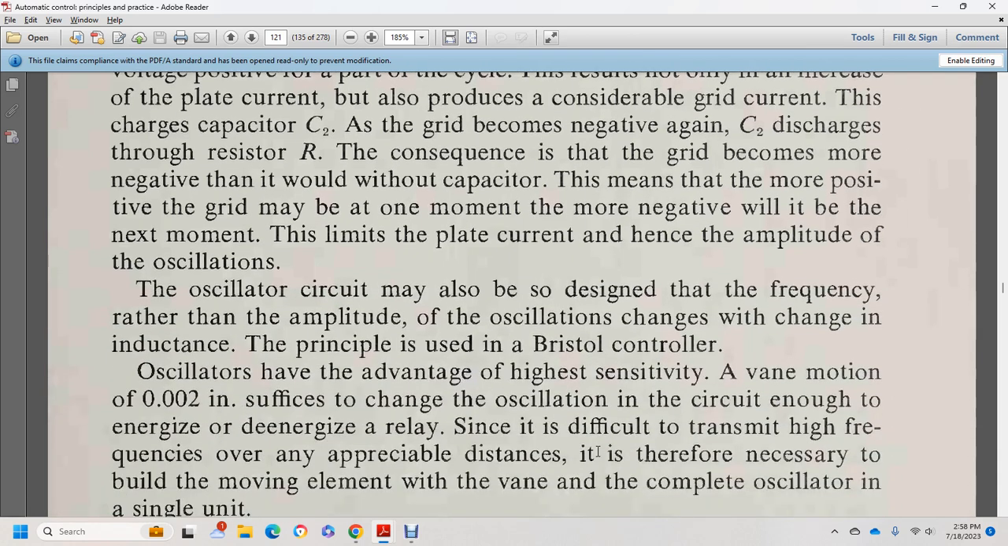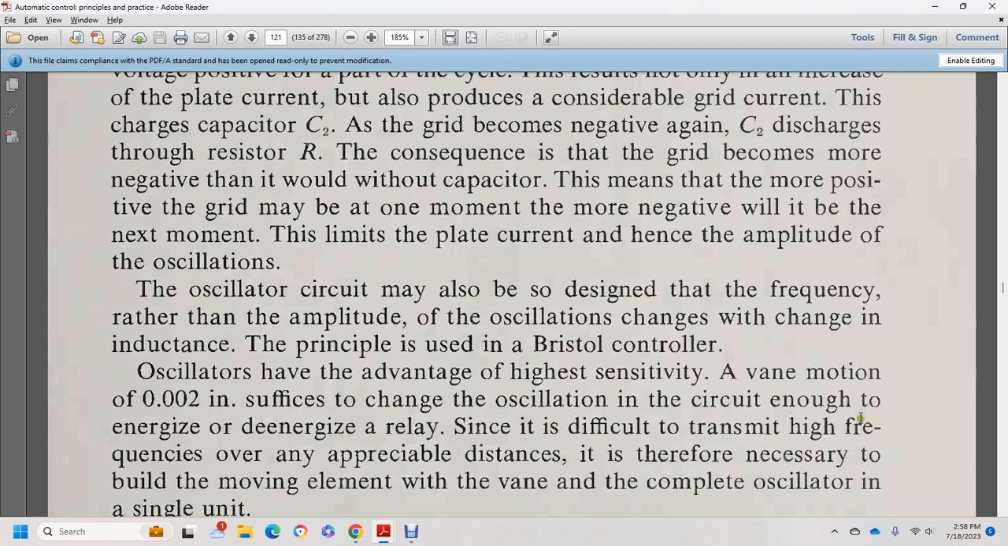Oscillator circuits may also be designed so that the frequency, rather than the amplitude, of the oscillation changes with the change of inductance. This principle is used in the Bristol controller. Oscillators have the advantage of high sensitivity; vane motion of 2/1000 of an inch suffices to change the oscillation of the current in the circuit enough to de-energize the relay.